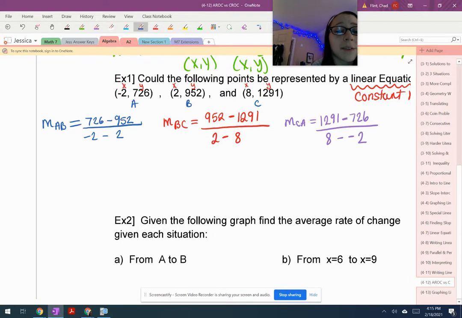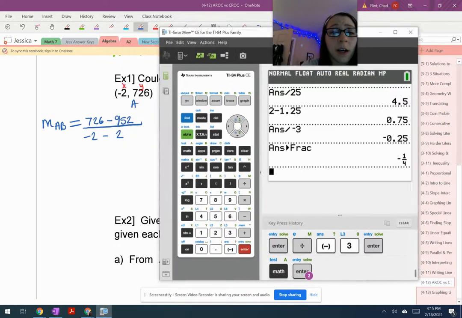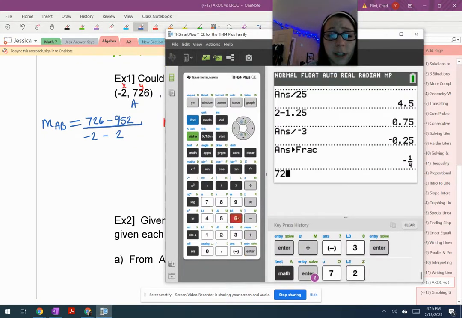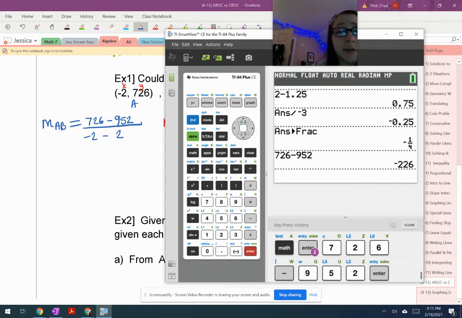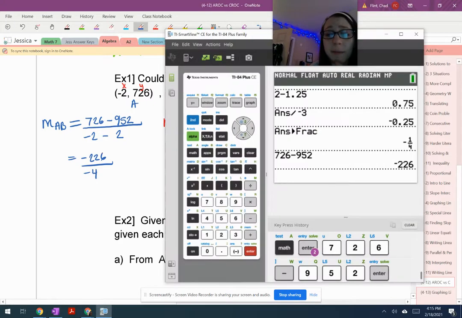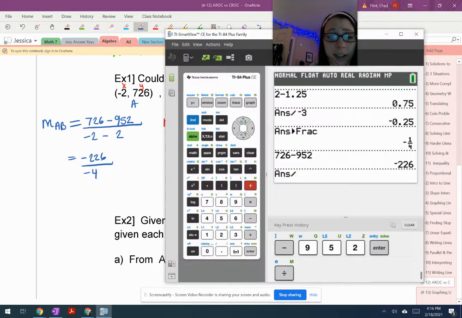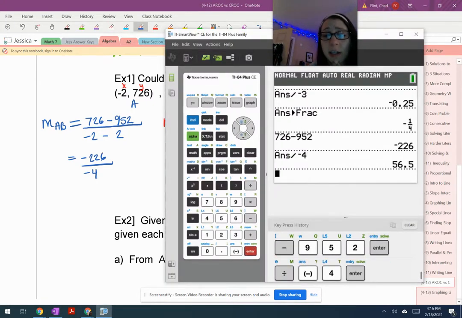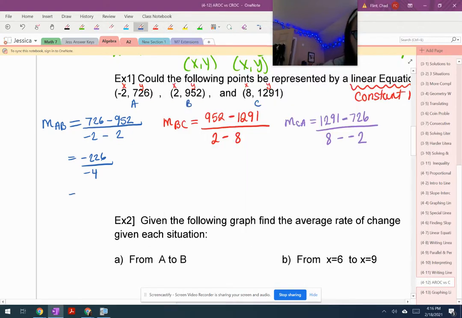All right, so now we math. Okay, so 726 minus 952 gives me -226. -2 minus 2 on the bottom is -4, and I'm thinking that's going to simplify into something decent. 56.5. Okay. And we continue onwards.